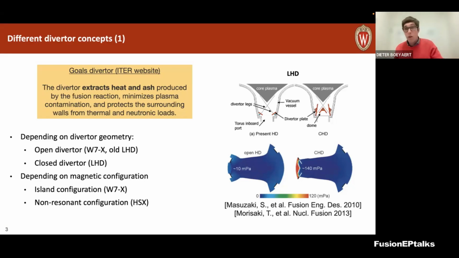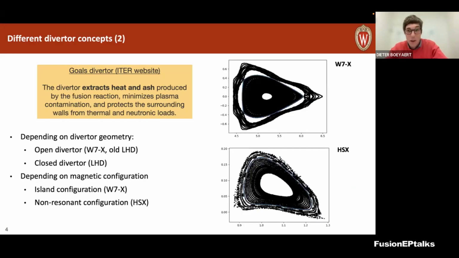The second thing on which your diverter choice depends is the magnetic configuration that you have. In W7X, we have what we call an island configuration. And in HSX, we have what we call a non-resonant configuration. When you look at the magnetic footprint of that, you have the two pictures here on the right.